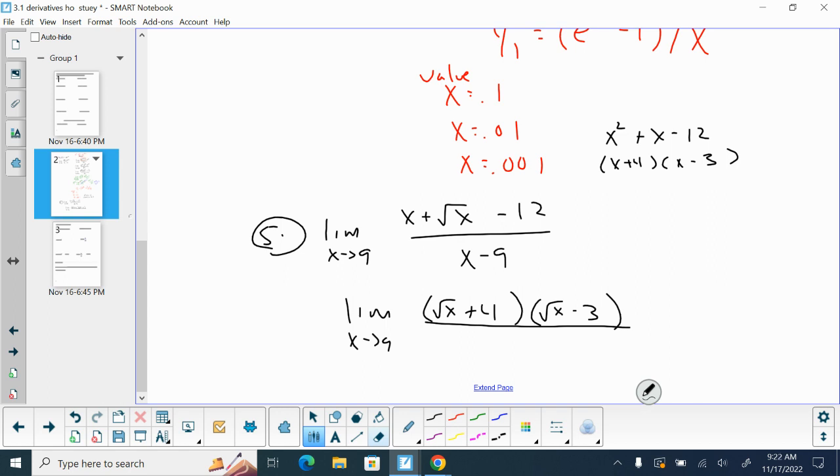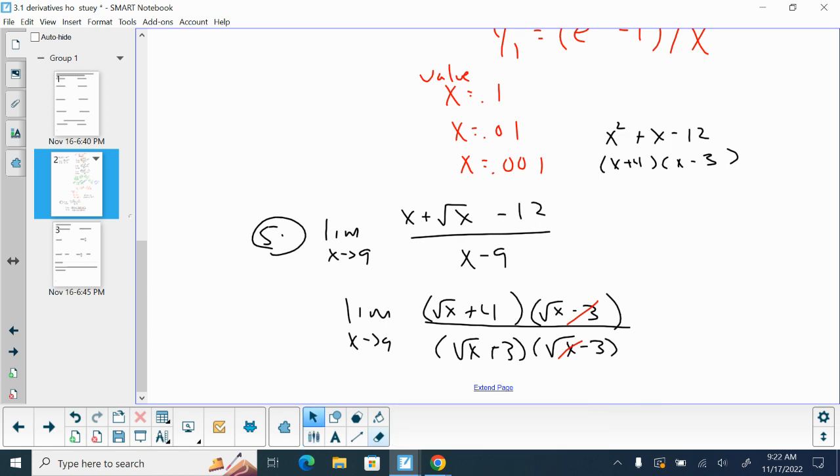On the bottom, I can factor that down once again to square root of x plus 3, square root of x minus 3. And so nicely these cancel out for us. So now I can put my 9 in there. So I have 3 plus 4, which is 7, and 3 plus 3, which is 6. So I have 7 over 6. Once again, a little different flavor to your factoring. Something that you've never done before, but something that's very doable. Any other questions?